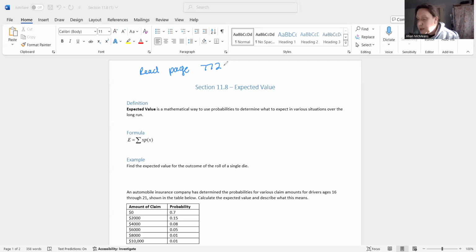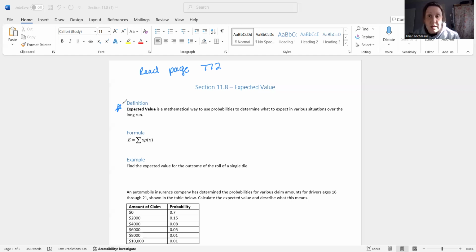So in short, expected value is a mathematical way to use probabilities to determine what to expect in various situations. This is quite literally the definition of expected value. It's a way to take outcomes and probabilities and use those to figure out what to expect in the long run. This is really common for insurance companies. They use expected value to determine what to charge for different policies. This could be used in games of chance. This could be used for realtors and contractors when they're debating on whether or not to take a house on or to take a building contract on. They can use expected value.